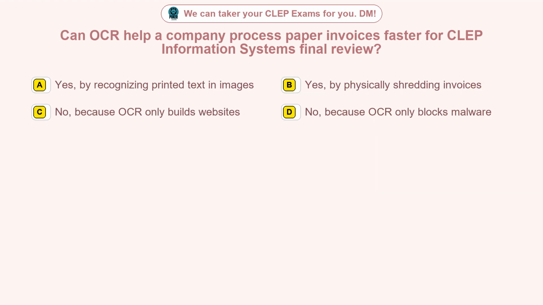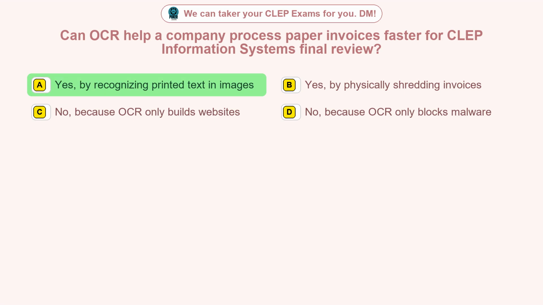Question 6. Can OCR help a company process paper invoices faster for CLEP Information Systems final review? Option A. Yes, by recognizing printed text and images. Option B. Yes, by physically shredding invoices. Option C. No, because OCR only builds websites. Option D. No, because OCR only blocks malware. The correct answer is option A.